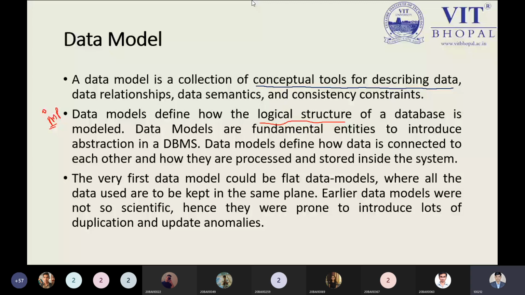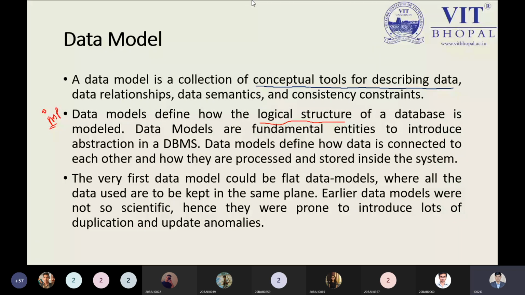So this is our slide which describes the introductory part about the data model. As the name suggests, data model means the modeling of the data. Modeling of the data can be done by various graphical representations, so that's why we have the data model. So what is its definition? A data model is a collection of conceptual tools for describing the data relationship, data semantics and consistency constraints. Data models define how the logical structure of the database is modeled. It means how two entities, how two different attributes can communicate with each other. That is a more important point.